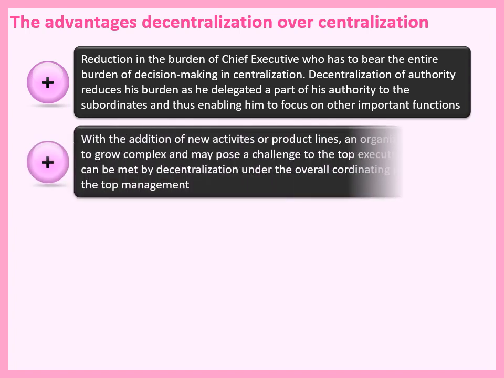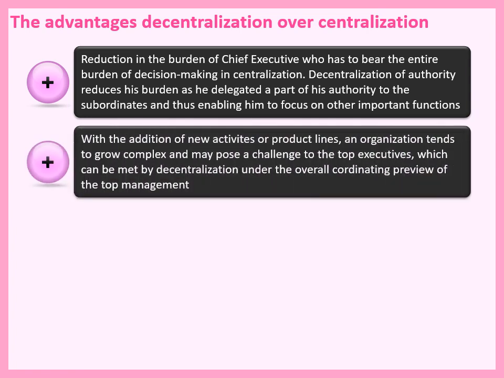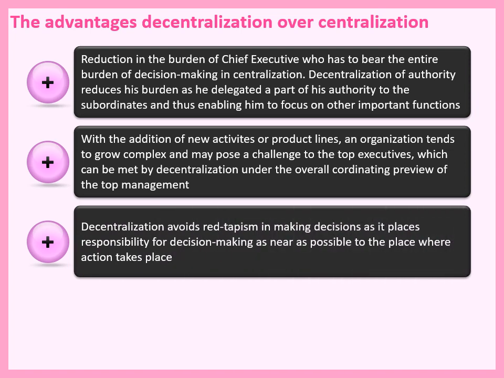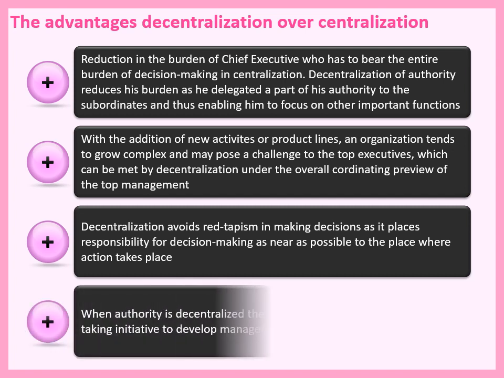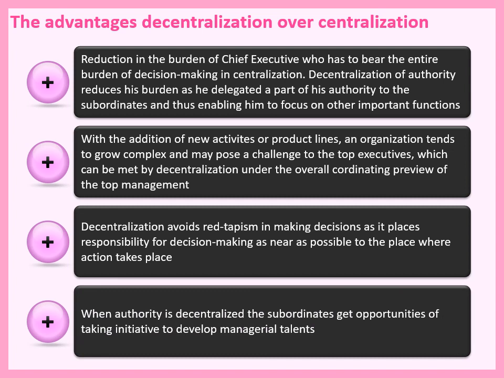With the addition of new activities or product lines, an organization tends to grow complex and may pose a challenge to the top executives, which can be met by decentralization under the overall coordinating purview of the top management. Decentralization avoids red tapism in making decisions as it places responsibility for decision making as near as possible to the place where action takes place. When authority is decentralized, the subordinates get the opportunities of taking initiative to develop managerial talents.